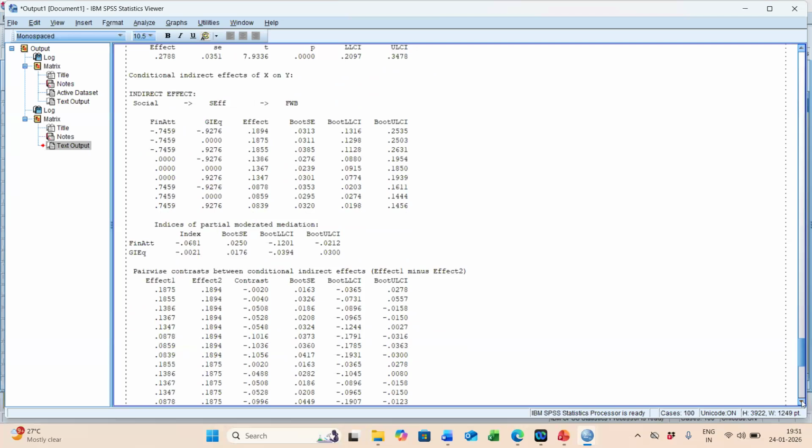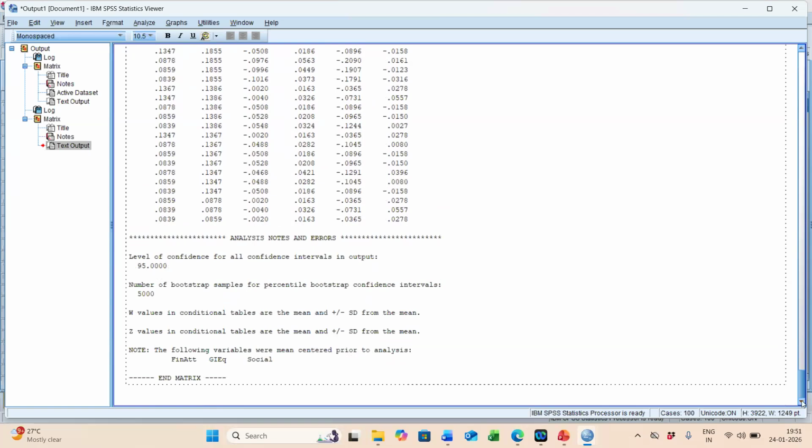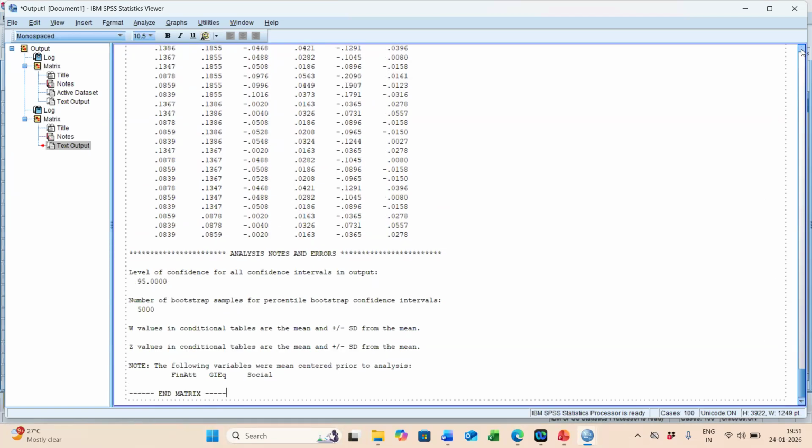Financial attitude is more significant in moderating the relationship between socialization and financial well-being. So this is another pairwise combination. We know exactly what it is. So that's all about model number 9.